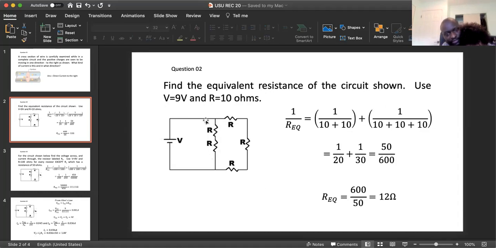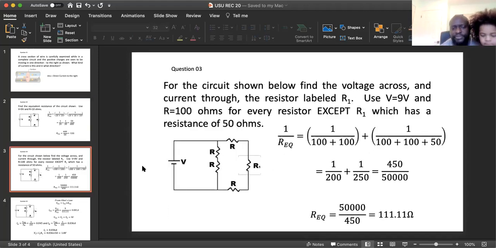If I cut this off, current can still flow through this. If I cut this off, current can still flow through this. So this branch and this branch are in parallel. So I sum these two in series, I sum these three in series, and I sum both in parallel. And for parallel it is the inverse. So 1 over R equivalent is 1 over these two in series in parallel with 1 over these 3 in series. Okay, so it's 1 over 20 plus 1 over 30, 50 over 600. So R equivalent becomes the inverse of that, 600 over 50, and that's 12 ohms. Okay, let's go to the next problem.